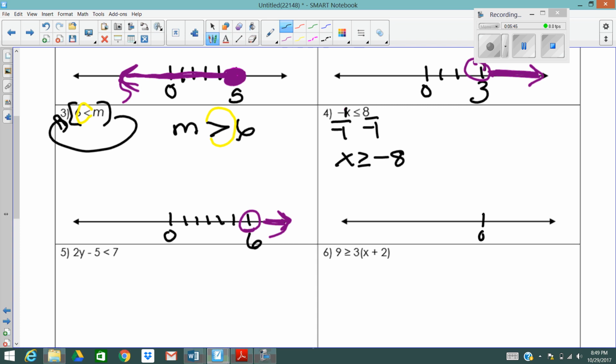I'm going to go ahead and graph 0, negative 1, 2, 3, 4, 5, 6, 7, 8. I am going to have a filled in circle because x is greater than or equal to negative 8. And my arrow is going to go to the right because my solution's everything including negative 8 and larger.